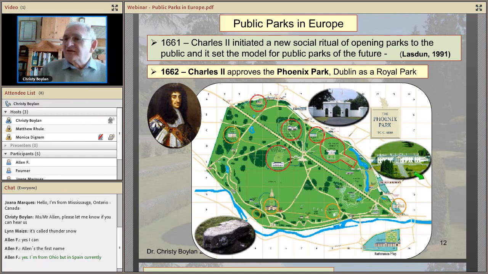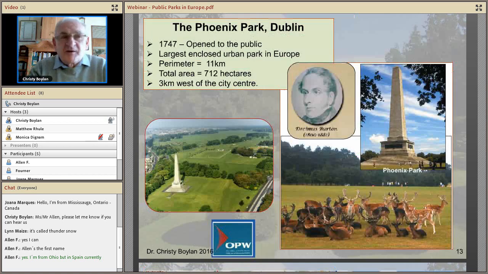Charles II was the person who approved that the Phoenix Park would be seen as a royal park, and that was in 1662. So you're looking at 354 years ago that this was a royal park. So it's much earlier than many, many other parks throughout Europe. But of course, it wasn't intended to be a park for the public. It was a park for the King's deputy. Ireland is now part of the European Union, but it was part of Britain at the time.